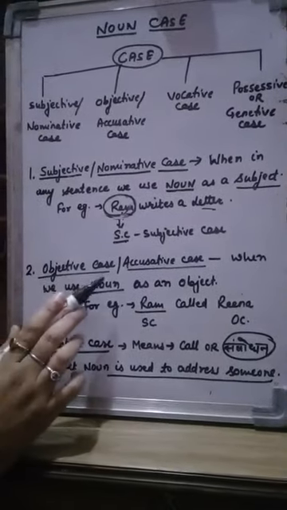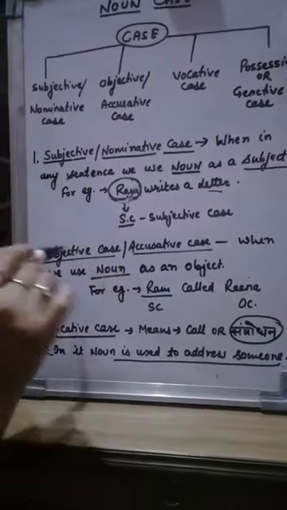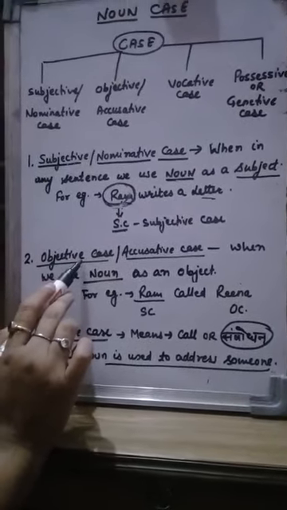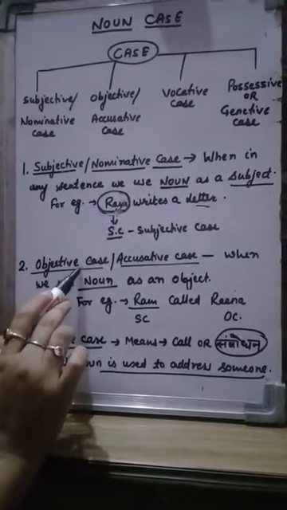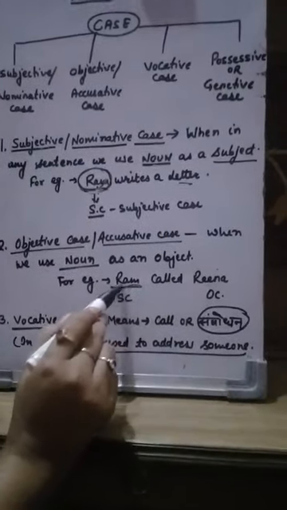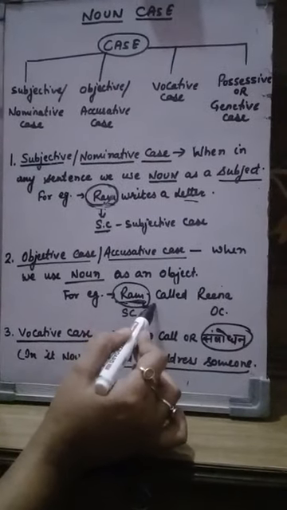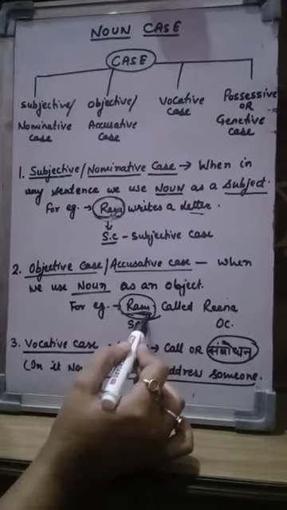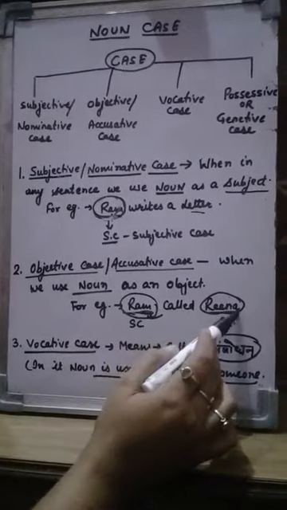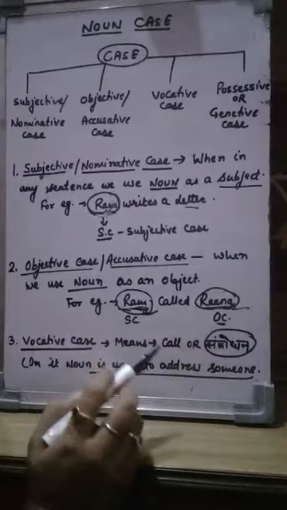Next is the objective case or accusative case. As in the subjective case we use a noun as a subject, in this case we use a noun as an object. For example, Ram called Reena. Here Ram is calling Reena, so he is doing something in this sentence. It is the subjective case. And Reena is also a noun, used as an object, so it is called the objective case.